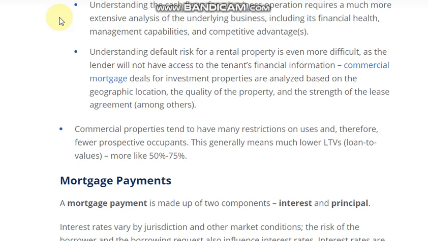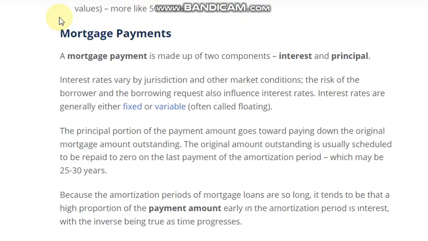Commercial properties tend to have many restrictions on uses and therefore fewer prospective occupants. This generally means much lower LTVs, loan to values, more like 50% to 70%.